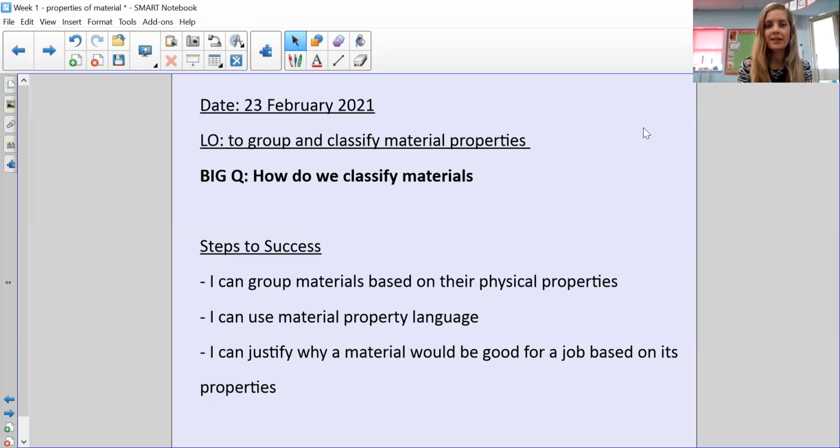So our learning objective today is to group and classify materials according to their properties, okay? And we're going to be looking at our big question today, which is how to classify materials. How do we group those items?